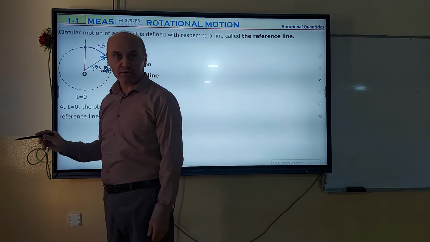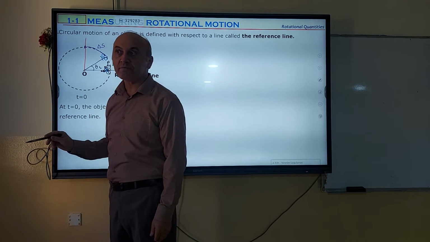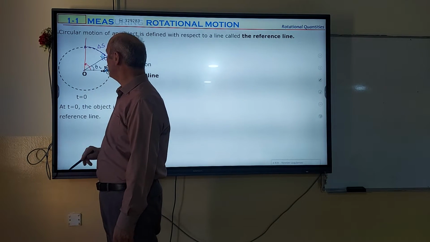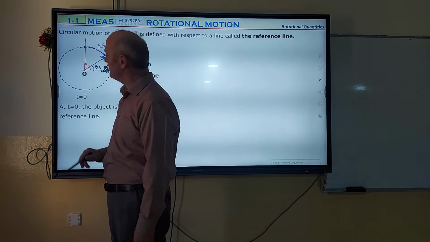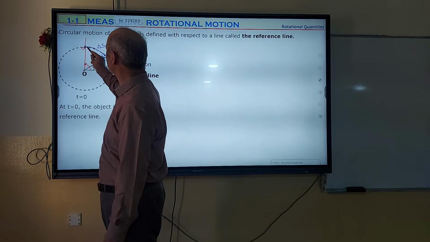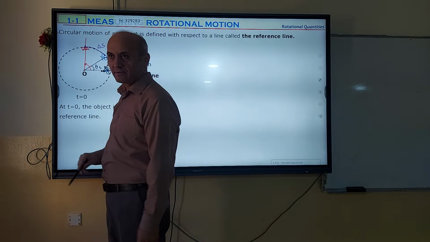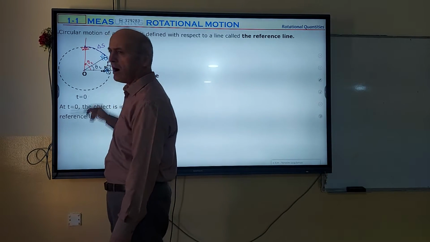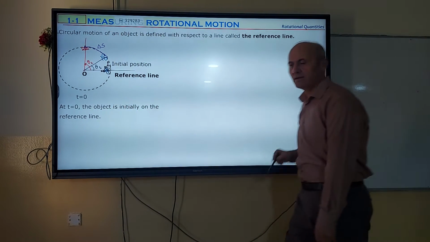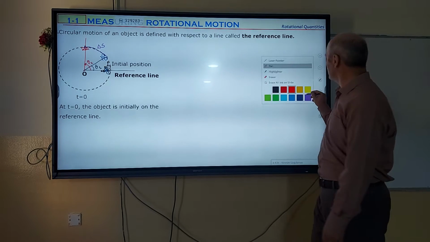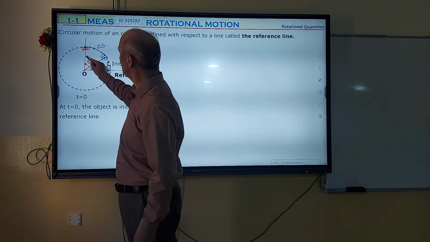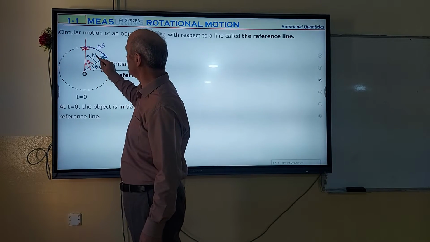So from where are we going to draw the angle? From the reference line, until where the bicycle is. Final position. The bicycle is in here. This is theta 2. How much is the angular displacement? How much is the angle the bicycle moved from this position to that position? This is delta theta.